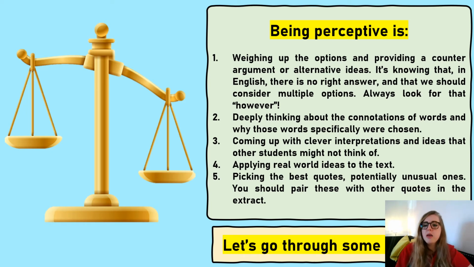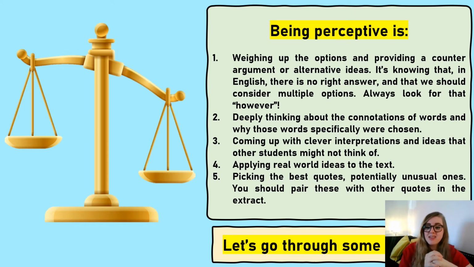And number five, pick the best quotes, potentially unusual ones. You should pair these with other quotes in the extract, which is something I'm going to look at. The perceptive student often won't just do a PEEL paragraph, for example: here's my point, here's one quote, here's my technique, here's my analysis, here's my link. The perceptive student generally will use their own sentence style, and it will just become writing very naturally, dropping in mini quotes, connecting patterns in the text.